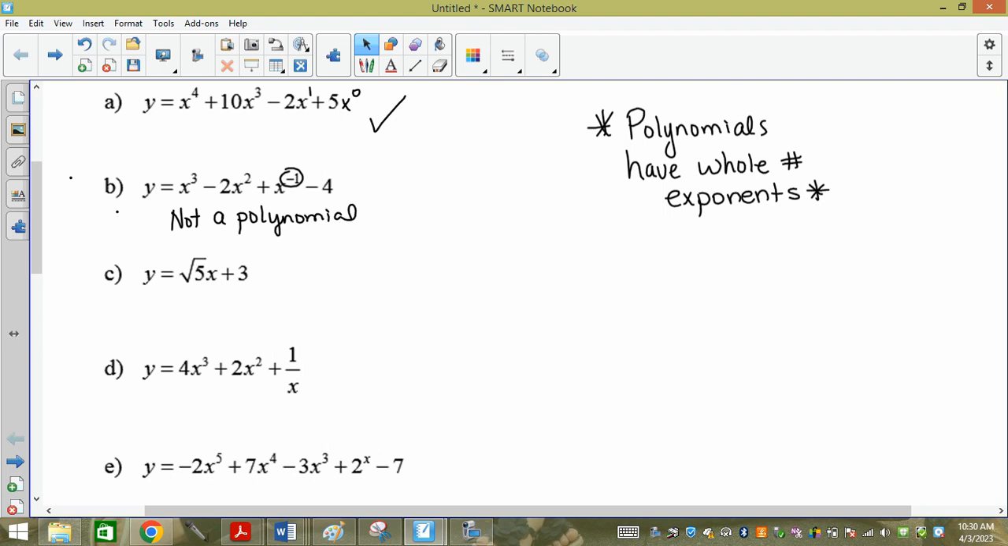What about C? Is the root over the x or just the 5? Just the 5. So it's fine. Because this would be root 5, x to the what? X to the 1, and then this is x to the 0. Are my exponents whole numbers? Yeah, so this is a poly.